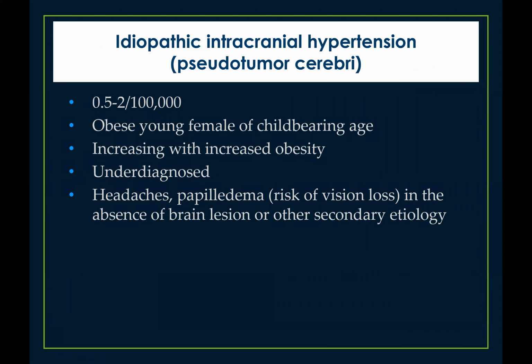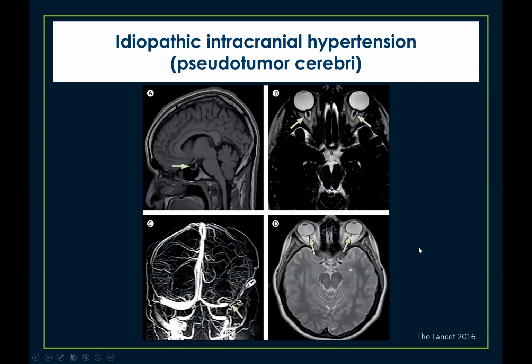Idiopathic intracranial hypertension happens in females and is related to obesity. It's an underdiagnosed syndrome, with clinical presentation of headaches and papilledema with risk for vision loss. And there is intracranial hypertension in the absence of a true brain lesion or other secondary etiology. In this setting, imaging may be very helpful because in a young female, you would expect a prominent pituitary gland, and instead we have a partially empty sella.